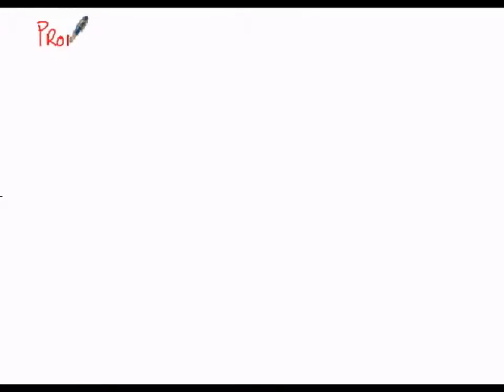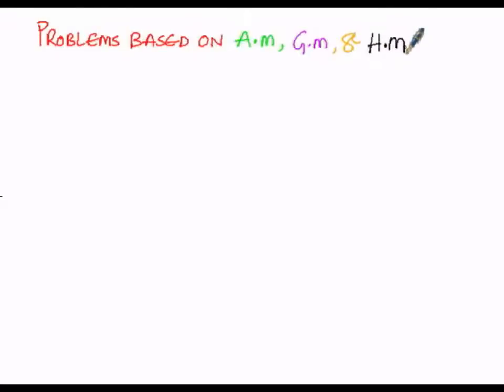Problems based on AM, that is arithmetic mean, GM, the geometric mean, and the HM, the harmonic mean. So here we are going to discuss problems which are based upon these three at a time. So arithmetic mean AM, geometric mean GM, and harmonic mean HM, under part 2 of advanced level.